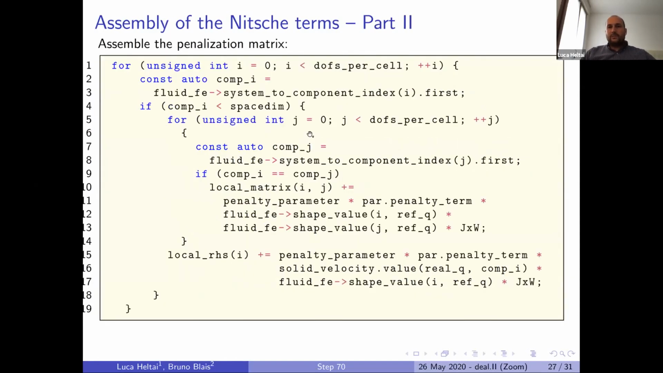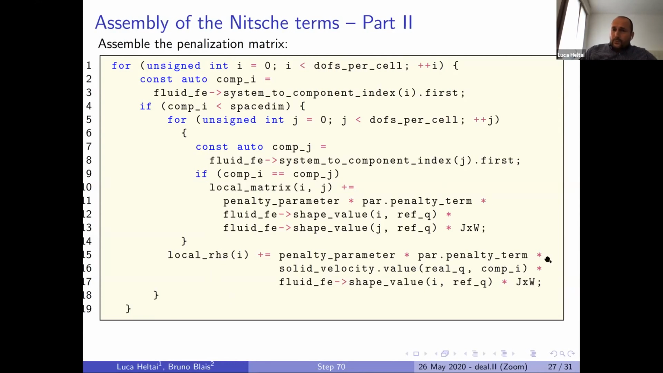And then we perform the integration, which is best done by not even instantiating an FEValues, because we can just use the finite element space directly, using the shape value i at the reference point Q, which is returned by the particle itself, times J times W, which is the weights times the quadrature points. This is very similar to what you would have done if you had the FEValues of the solid. But instead, we are doing this on the fluid.